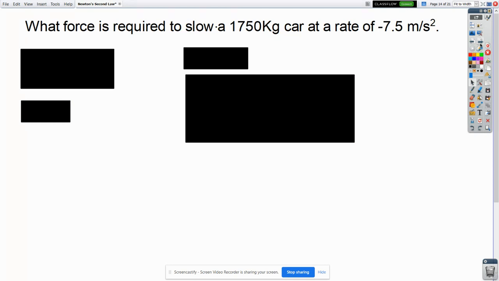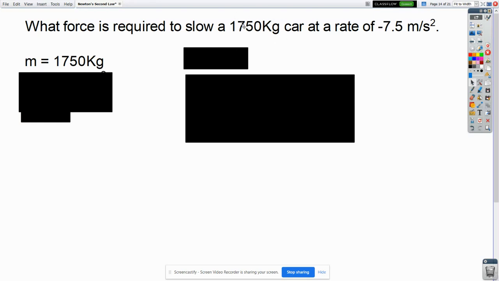Let's take a look at this. I wanted to throw some signs into this. The signs are important, just as they are in a lot of other places, because they show us the direction of things. They're vector quantities. Again, positive typically means right or up, and negative means left or down. We want to know what force is required to slow a 1,750 kilogram car at a rate of negative 7.5 meters per second squared.